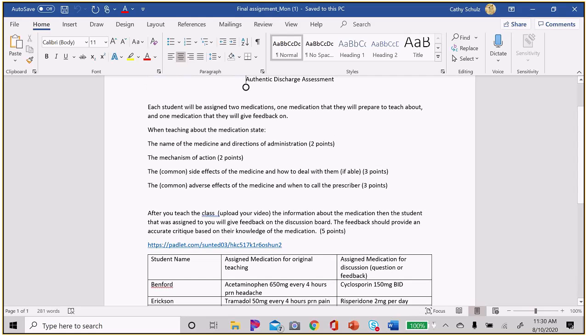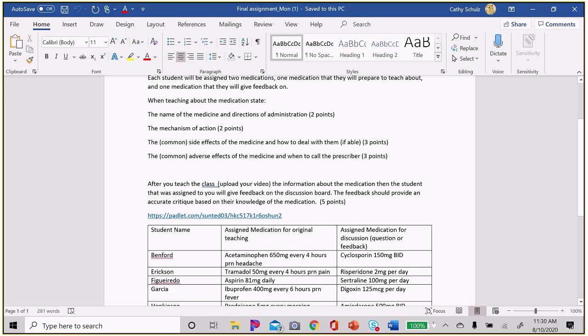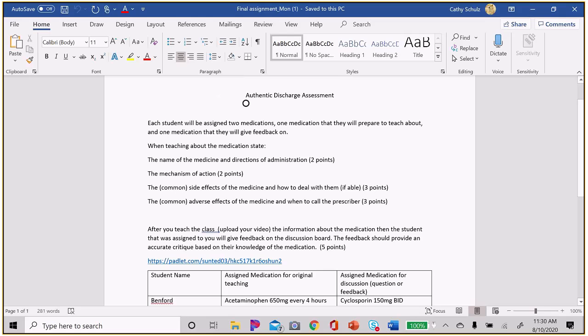You will give the name of the medication and exact directions for administration, how the medication works, common side effects of the medication, and how to deal with those side effects if the person can. Sometimes you just have to know about it. And common adverse effects of the medication, and when to call the prescriber or provider. These are basically the things that we've talked about in class about each medication, in a way that would be helpful for a patient, almost as if you were discharging them and teaching them about the medication.